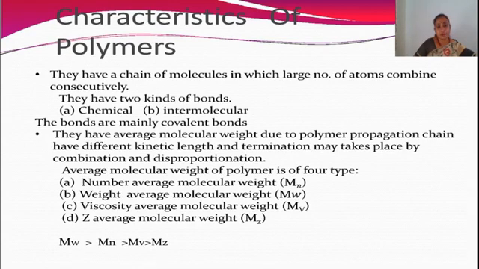Number one is number average molecular weight, abbreviated as Mn. Second one is weight average molecular weight, abbreviated as Mw. Third one is viscosity average molecular weight, abbreviated as Mv. And Z average molecular weight, this is the final, and it is abbreviated as Mz. And in this way, the relation between all these average molecular weights is Mw is greater than Mn, Mn is greater than Mv, and Mv is greater than Mz.